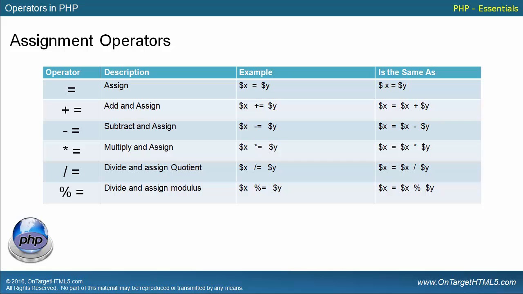Then we have the subtract equal, which subtracts and then assigns. We have the multiply and assign, which is the multiply equal. Then the divide and assign quotient, which is the divide equal. And then the modulus, which is divide and assign the modulus, so it's the modulus equal.